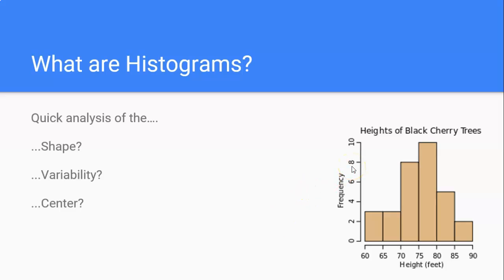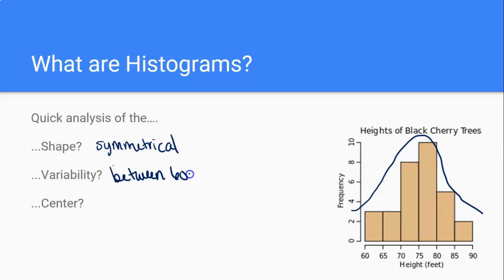The nice thing about this is just like stem and leaf plots, just like dot plots, we can use these to analyze the shape, the variability, and the center. So if I draw myself a little curve here, I would say my shape, it's not perfect, it doesn't have to be, but I don't see an obvious tail. So we would say that's symmetrical. The variability is between 60 and 90. We don't know for sure where those pieces of data were, but somewhere between 60 and 90. And the center has to be a little bit more of an estimate.